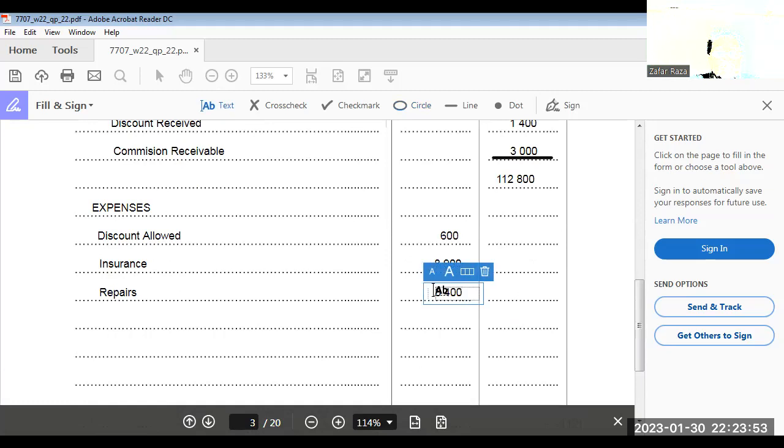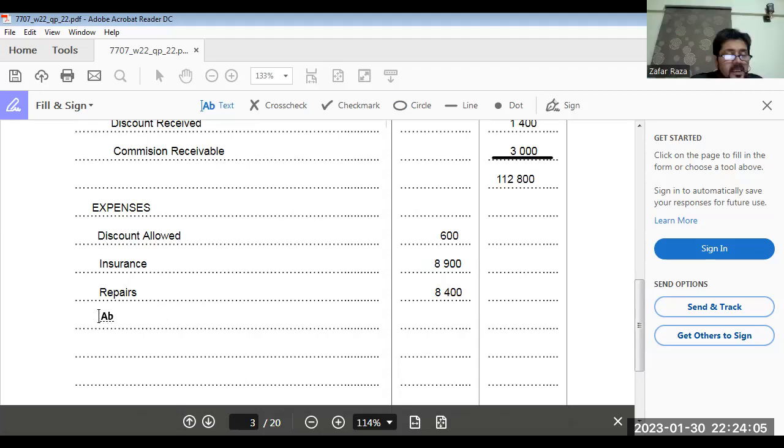Okay. Got it. 8,400. Okay. Now move to the next expense. The next expense is salaries.